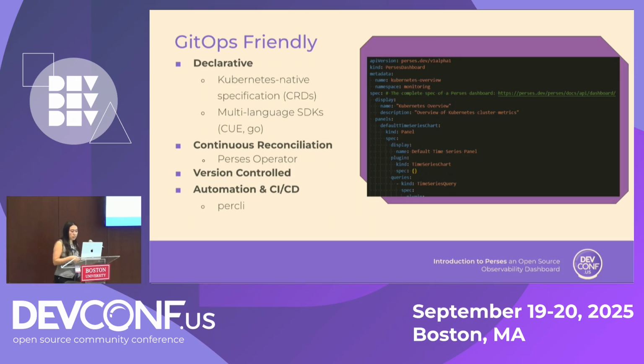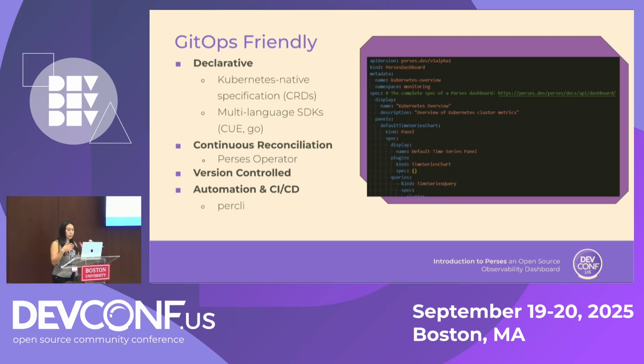Perses implements this principle by using CRDs, custom resource definitions, to represent dashboards within the cluster. This means that you can manage and deploy dashboards using the same declarative principles as your other Kubernetes resources. Then the Perses operator can monitor, manage, and reconcile these dashboards for you. An example of the Perses dashboard CR is pictured here.